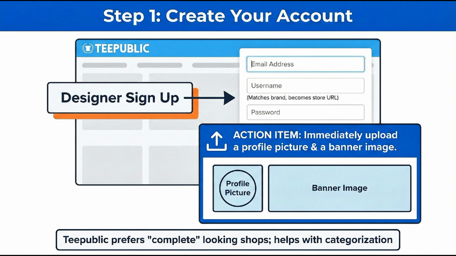Create your account. First, head over to teepublic.com and click on Designer Sign Up. When you're filling out your details, make sure you choose a username that matches your brand, because that name is actually going to be your permanent store URL.